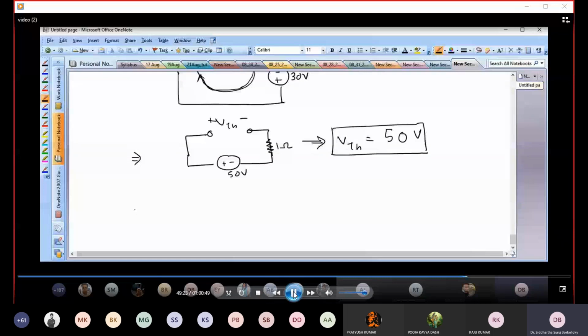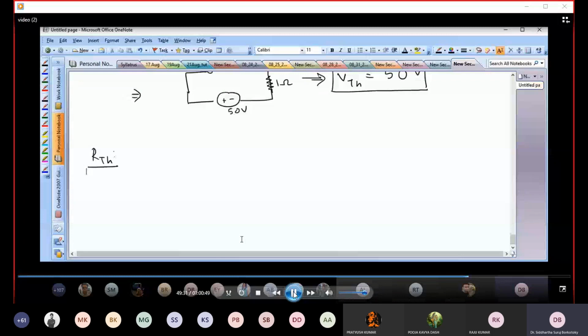Oftentimes, source transformation is very useful. And then finally, I need to find RTH. Okay. So let's hope everyone's happy with the way we found the VTH. Now we need to find RTH.